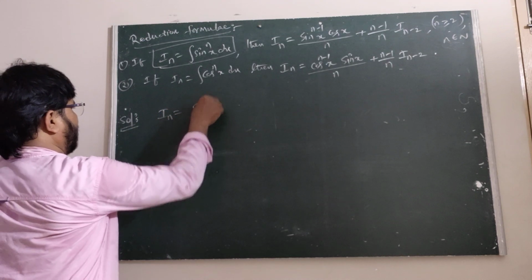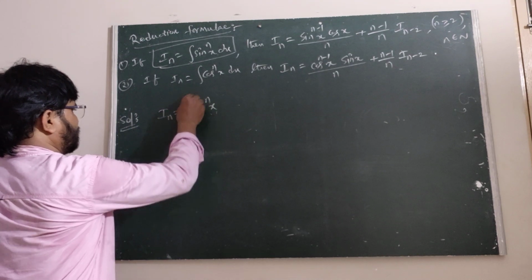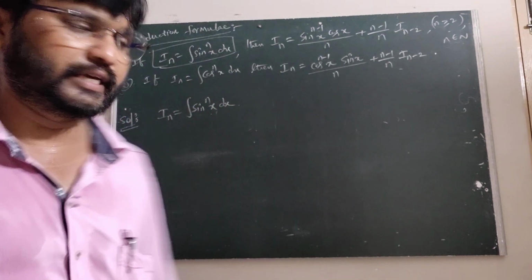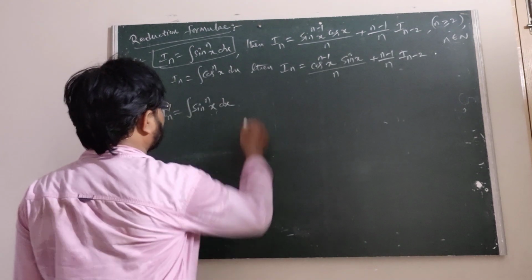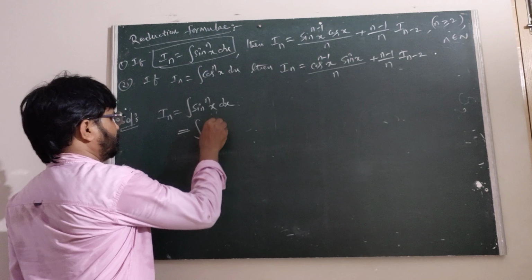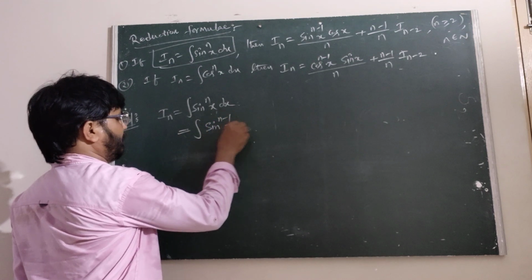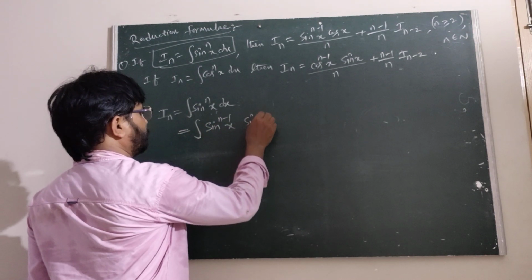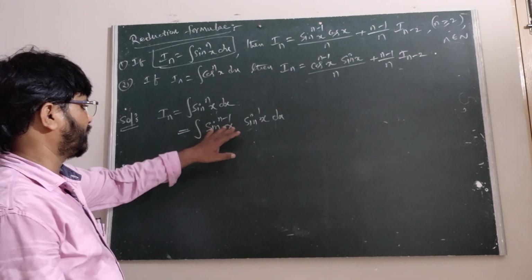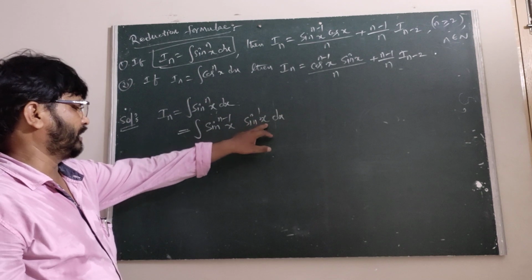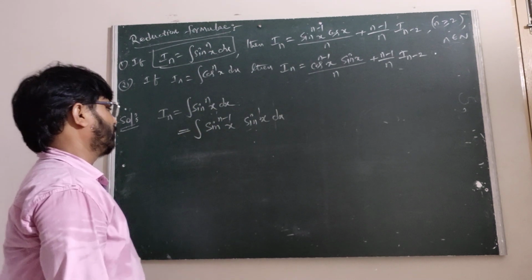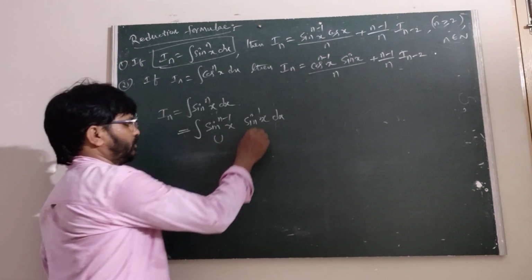Let I_n be the integral of sin^n x dx. The next step is the integral of sin^(n-1) x into sin x dx. Here sin^(n-1) x into sin x, minus 1 plus 1 are cancelled, and we are getting I_n. Now how to solve this one? This is the u, this is the v.